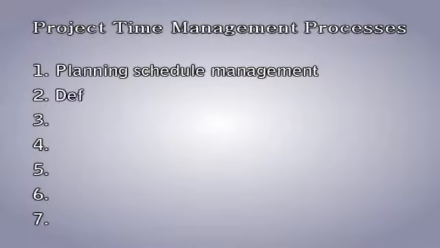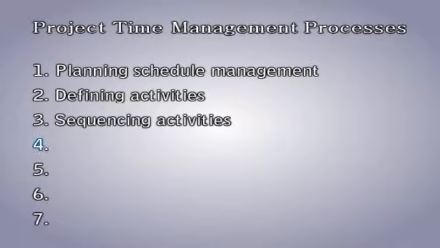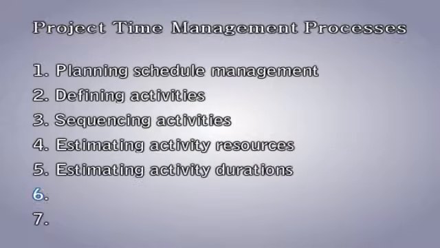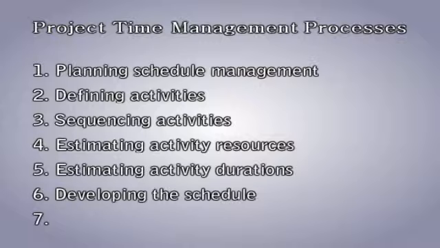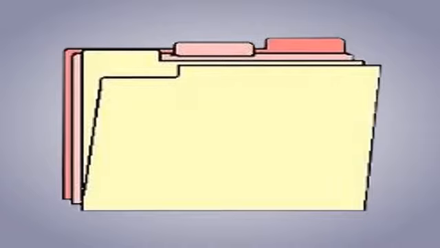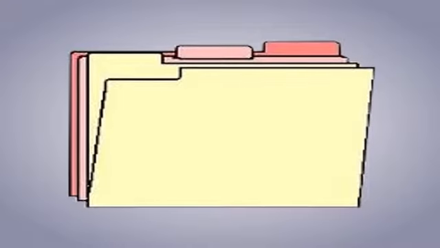There are 7 main processes involved in project time management. 1. Planning schedule management. 2. Defining activities. 3. Sequencing activities. 4. Estimating activity resources. 5. Estimating activity durations. 6. Developing the schedule. And 7. Controlling the schedule. Each of these processes occur at least once in every project and project phase.